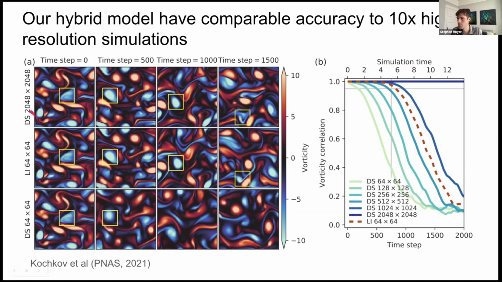Okay. Our ground truth is a 2000 by 2000 simulation. If you run that on a very coarse grid, a 64 by 64 simulation, it very quickly loses these vortices. They get washed out very quickly because the simulator can't resolve them.